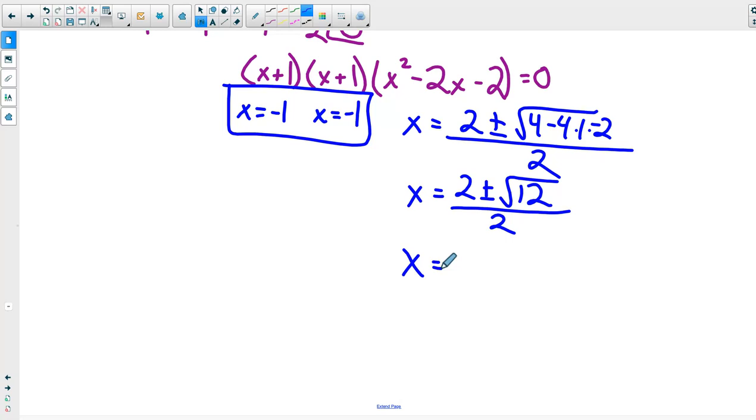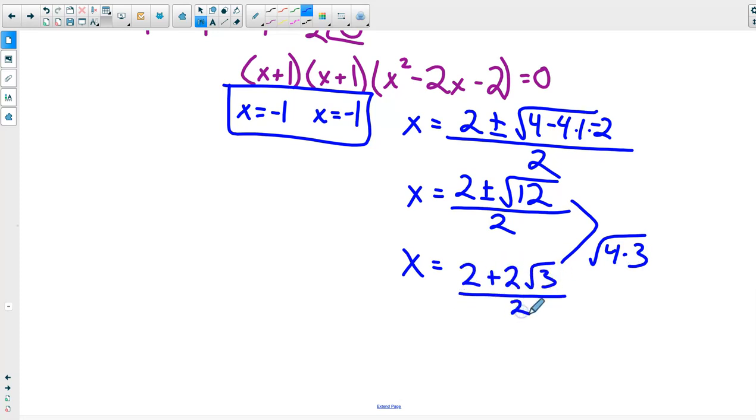What is the square root of 12? What are two numbers that multiply to 12? 4 and 3. So if you got 4 and 3, I'm going to write that as 2 square roots of 3 divided by 2.